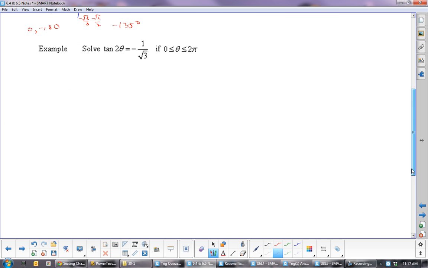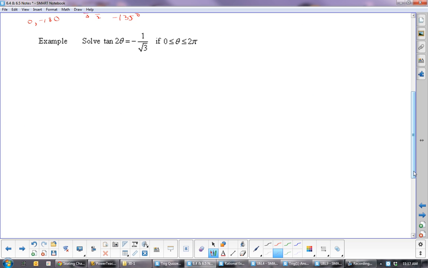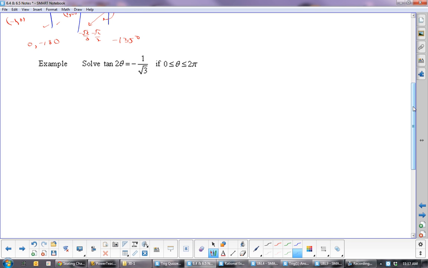Okay, so let's do the new example with the steps that I gave you. Now, the negative 1 over root 3, that doesn't even look like something on the unit circle, but if I multiply by root 3 over root 3, this is negative root 3 over 3. And that should ring a bell. Okay, so the first thing we want to do is solve for, when does tan theta equal negative root 3 over 3?